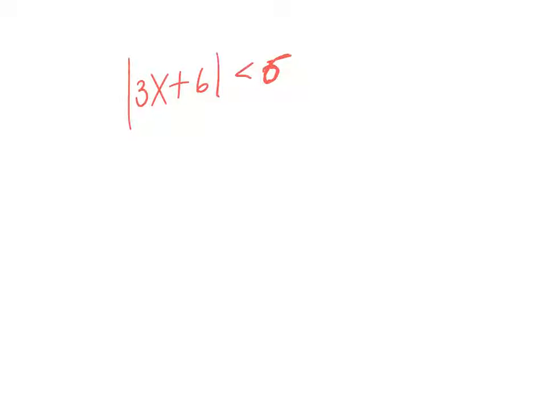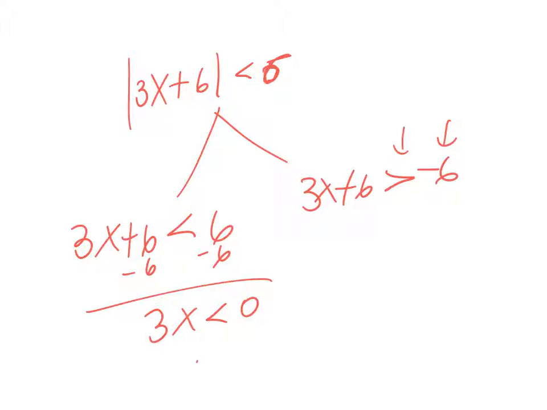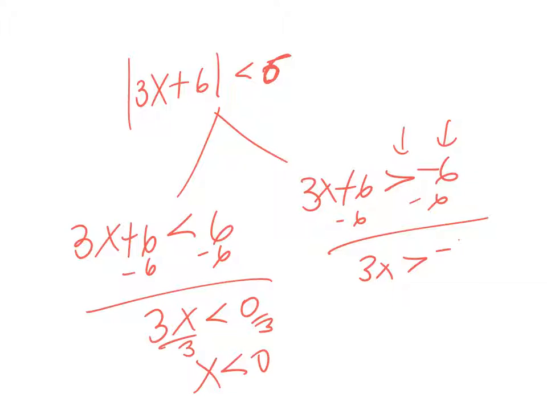No, you could. Okay, thank you. All right, so I'm going to finish this up quick. It splits up into 3x plus 6 is less than 6. And then 3x plus 6 is greater than negative 6. And if you caught that, I switched the sign when I made that negative. Now I'm going to subtract 6, 3x less than 0, x less than 0. I can divide by 3 to show you what I did there, but okay. Minus 6, 3x greater than negative 12, divide by 3, x greater than negative 4.